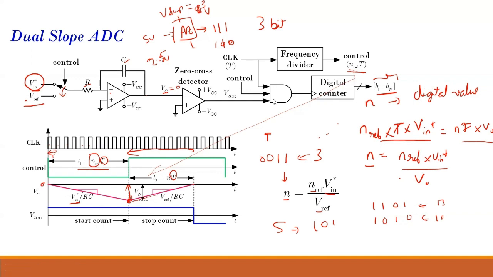How did we get it? NREF and all is done in the design stage. When the designers are designing the ADC, they have to decide NREF, T, etc. You don't need to worry about it. But they will tell you what clock frequency T you must apply, what clock signal you must give, and then it will work properly. There is a range of clock signals for this dual slope ADC to work as it is designed to work.